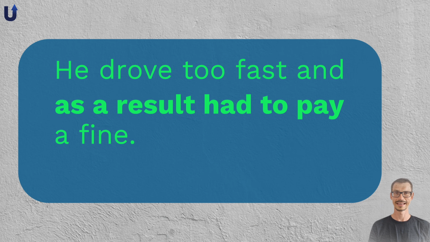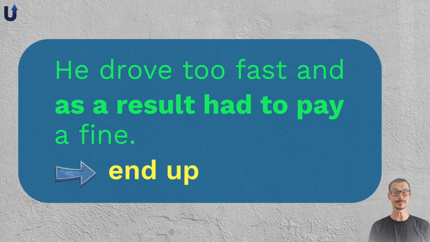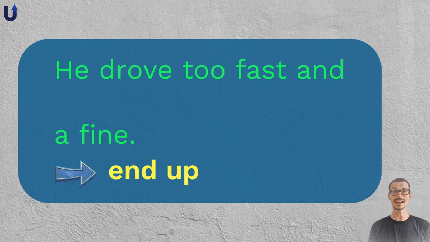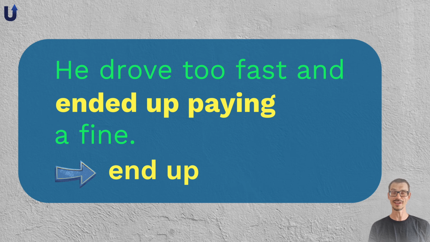Now that you know how this exercise works, let me show you another example. Have a look. In here, we're talking about consequences and results. What phrasal verb do you use to express this meaning? If you're thinking of end up, you're completely right. He drove too fast and ended up paying a fine.